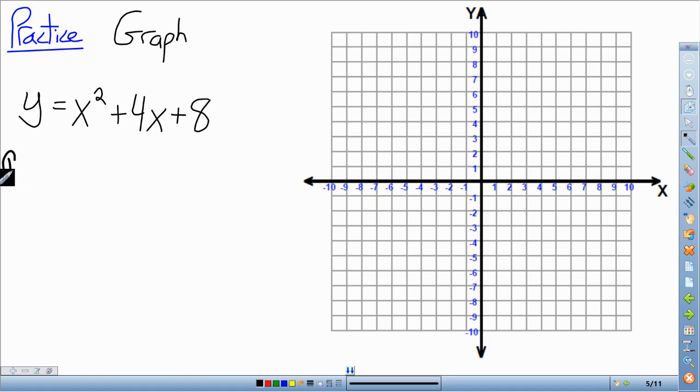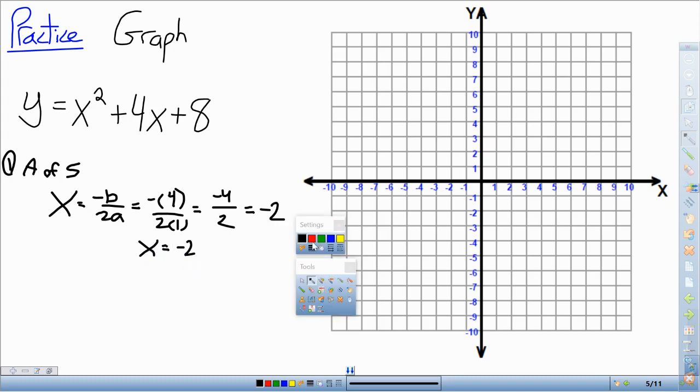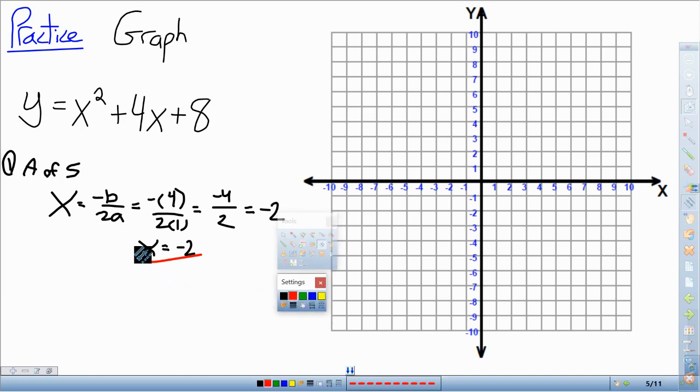Okay, so first things first, axis of symmetry, x equals negative b over 2a. Okay, so negative, our b value is 4, 2 times a, which is 1. So it looks like we're getting negative 4 over 2, which is negative 2. Okay, so there is our axis of symmetry, x equals negative 2. Just remember, that means it's a line that goes through the x-axis at negative 2. Here's negative 2 on my x-axis, so there's my axis of symmetry.